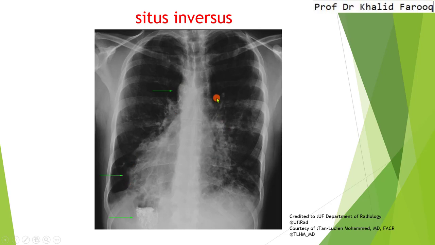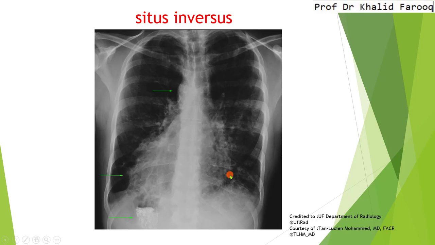And here we can see barium is noted in the stomach. So it is a typical example of situs inversus. There is blunting of the CP angles on both sides, and we can see patchy densities noted along peribronchial areas in both lungs, suggesting bronchiectasis.